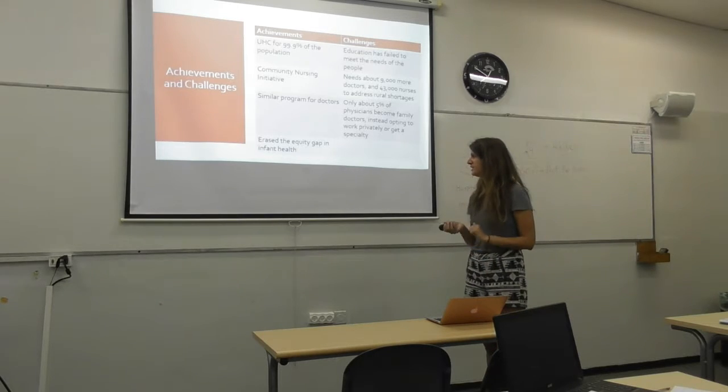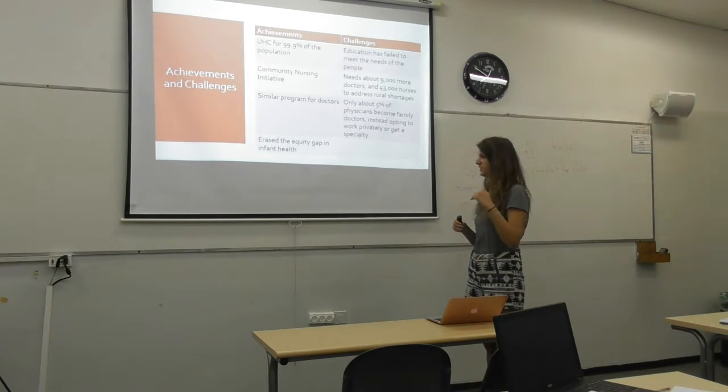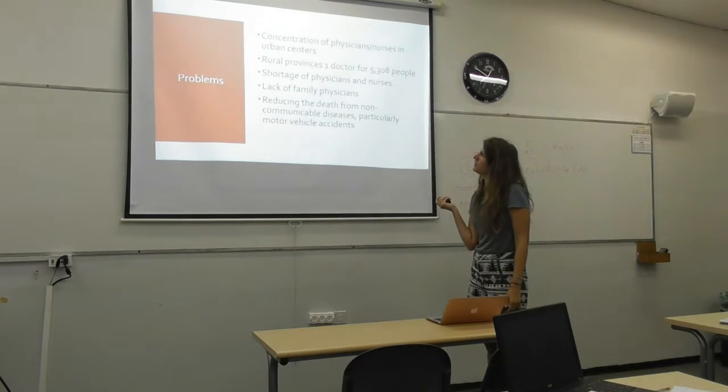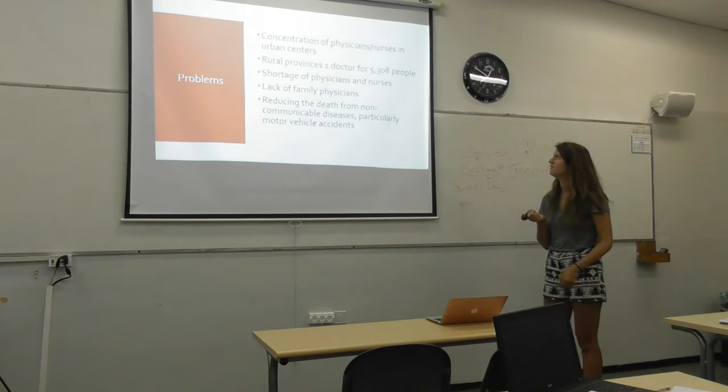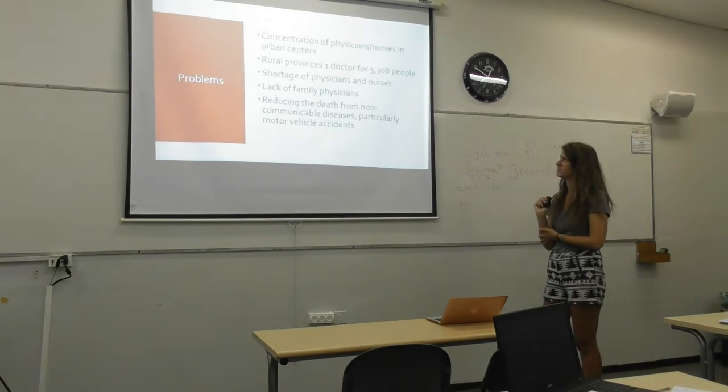And then another achievement is that they've erased the equity gap in infant health. It's steadily decreasing rather than increasing the way it was in the past. So, some problems. As I said, there's a concentration of physicians and nurses in urban centers. Rural provinces have about 1 doctor for 5,308 people. There's a shortage of physicians, there's a lack of family physicians, and reducing the death from non-communicable diseases, particularly motor vehicle accidents, is one of the major ones they're trying to address right now.